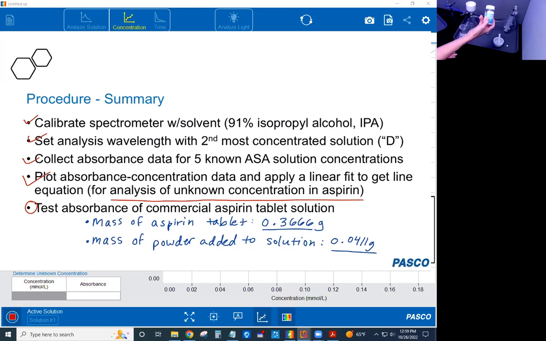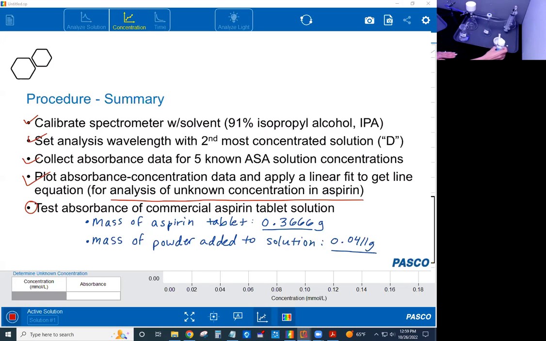You can actually see how much acetylsalicylic acid is left in the aspirin tablets after they expire. Because the 325 milligrams of aspirin is the same as saying 325 milligrams of acetylsalicylic acid. Okay, so these are regular strength aspirin tablets.